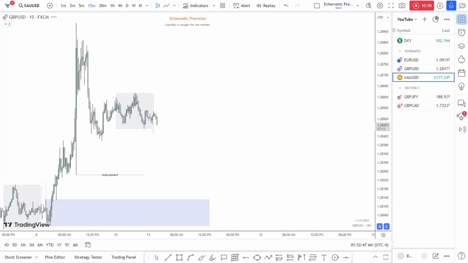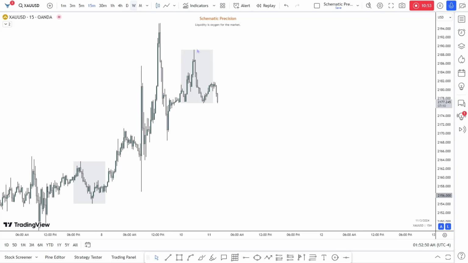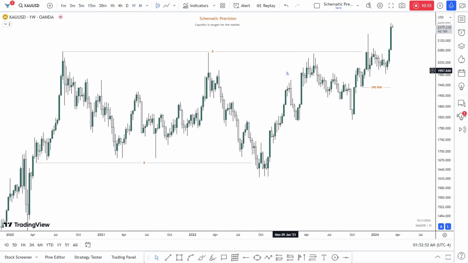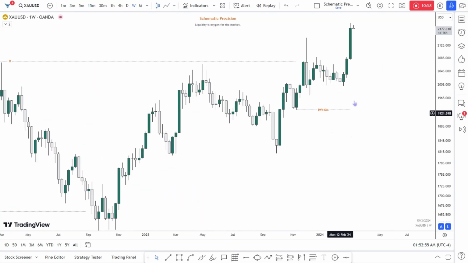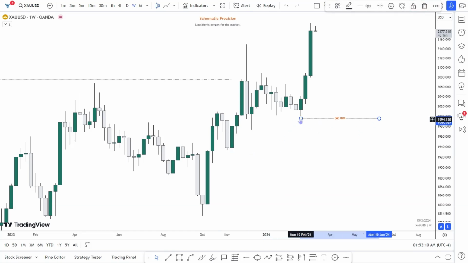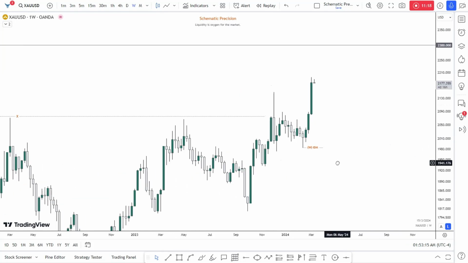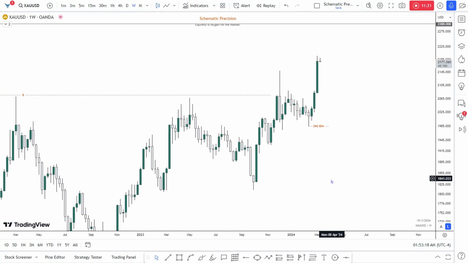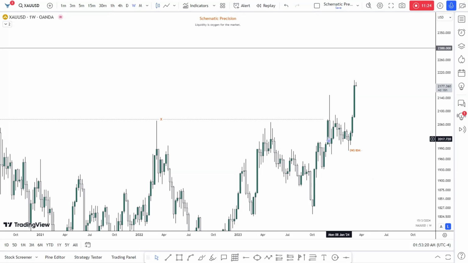So this is it for GU. Jumping onto the gold, as I have been saying, gold will be bullish from around here, and I was first expecting price to come down and take this inducement, right? The weekly inducement. But what the market has done, it has not given us the inducement and has given us a new all-time high. This will be an inducement, right? So nothing much on the weekly time frame.